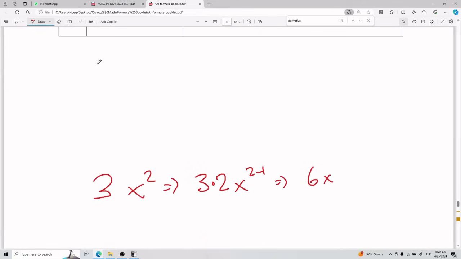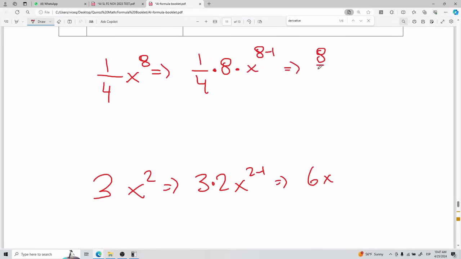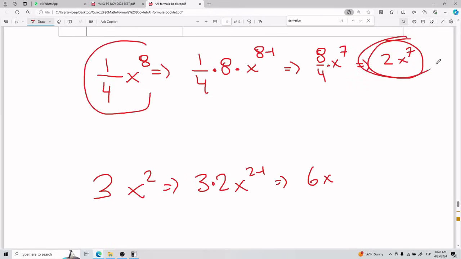What if there's a fraction or whatever? Okay, 1 over 4 times x to the power of 8, let's go crazy, to the power of 8. So the derivative of this is 1 over 4 times 8 times x to the power of 8 minus 1. From here, you're going to have 8 over 4 for the fraction times x to the power of 7. 8 over 4 is the same as 2. The derivative of this is that.